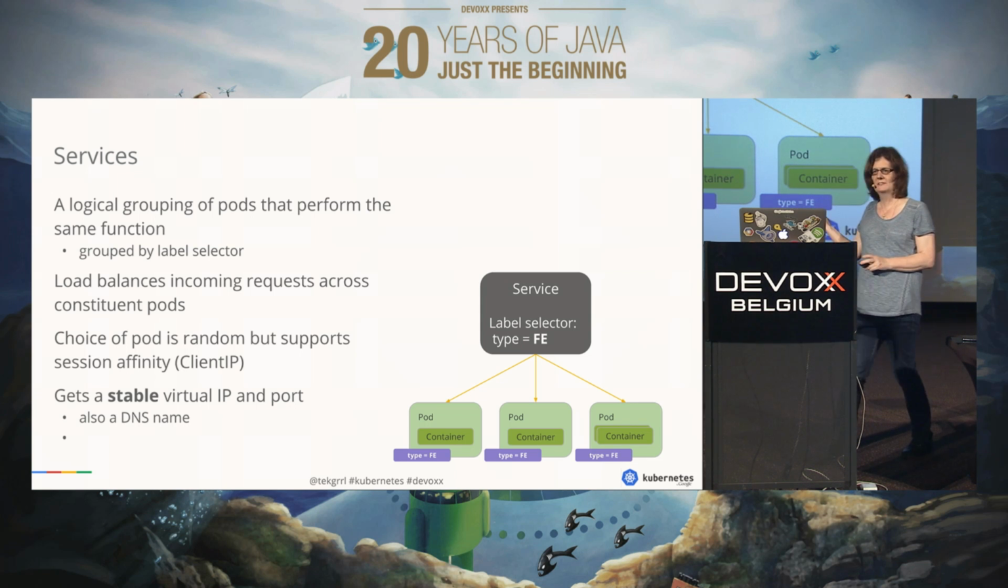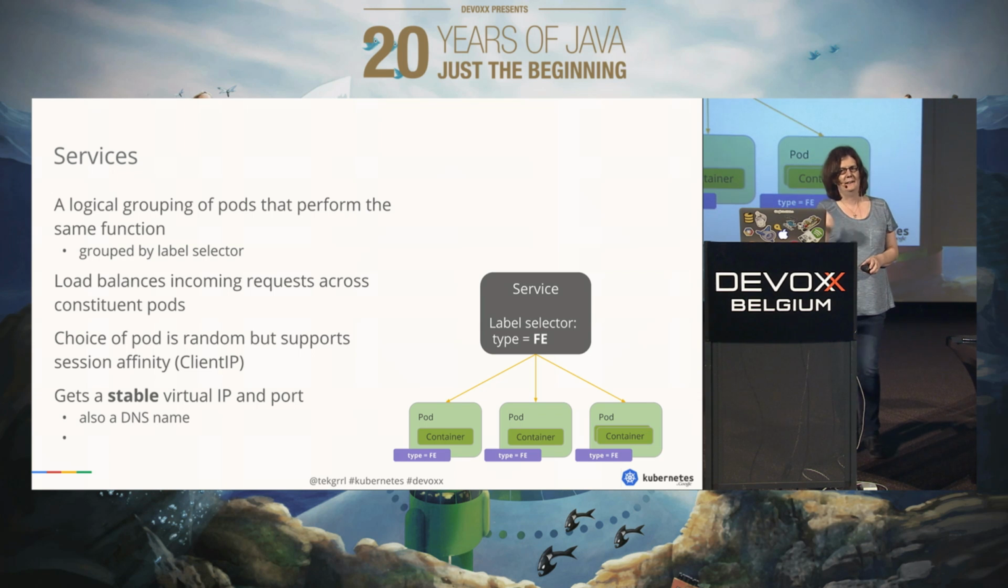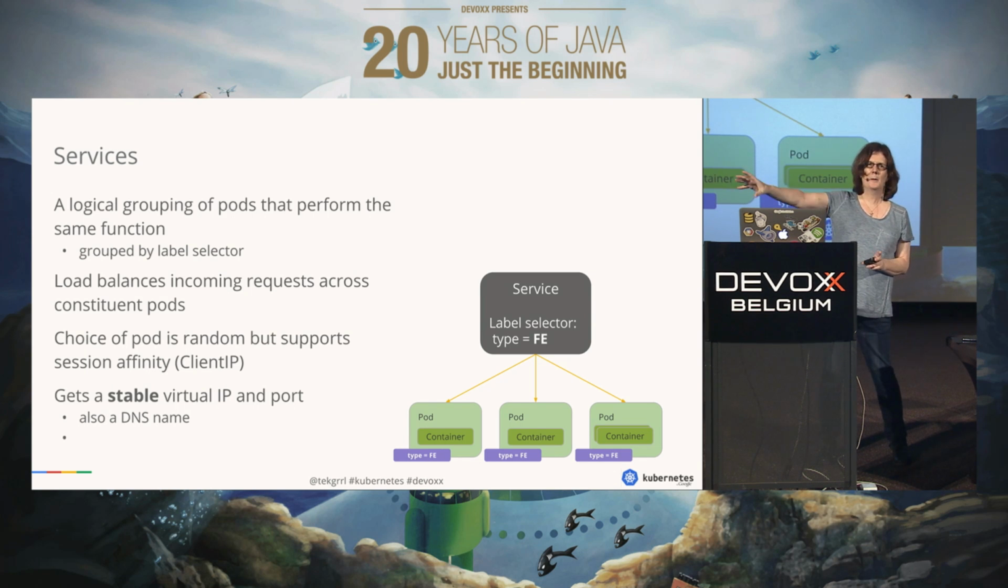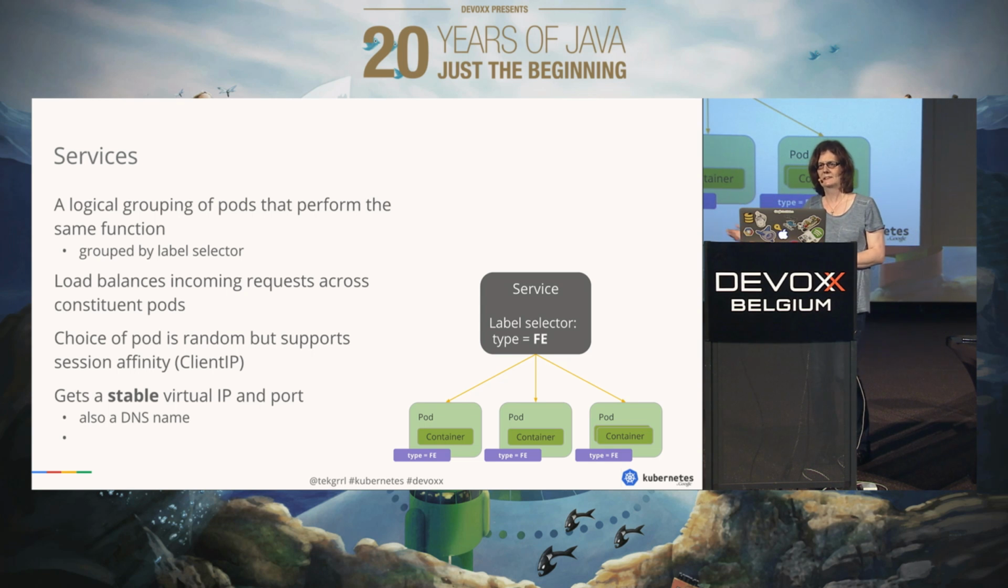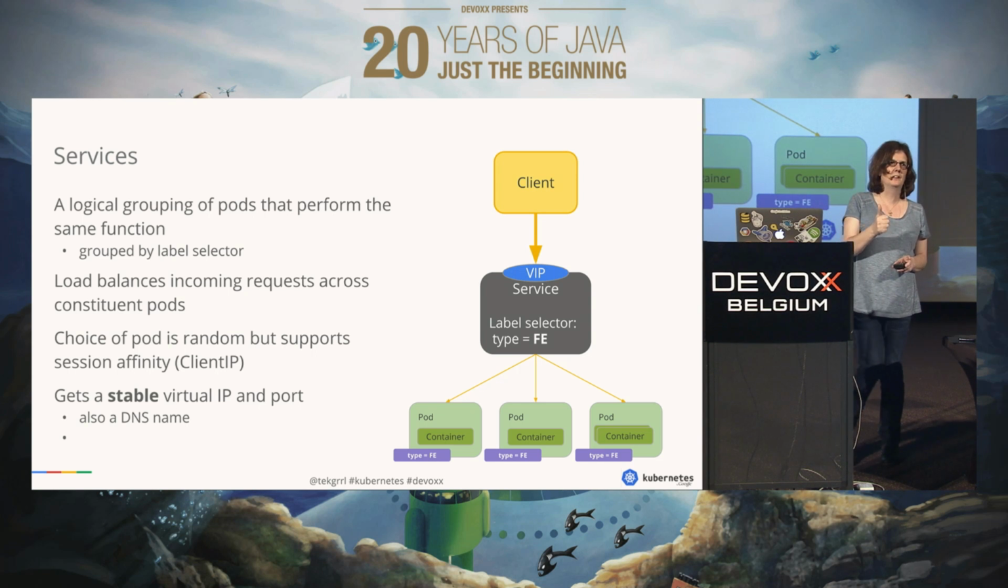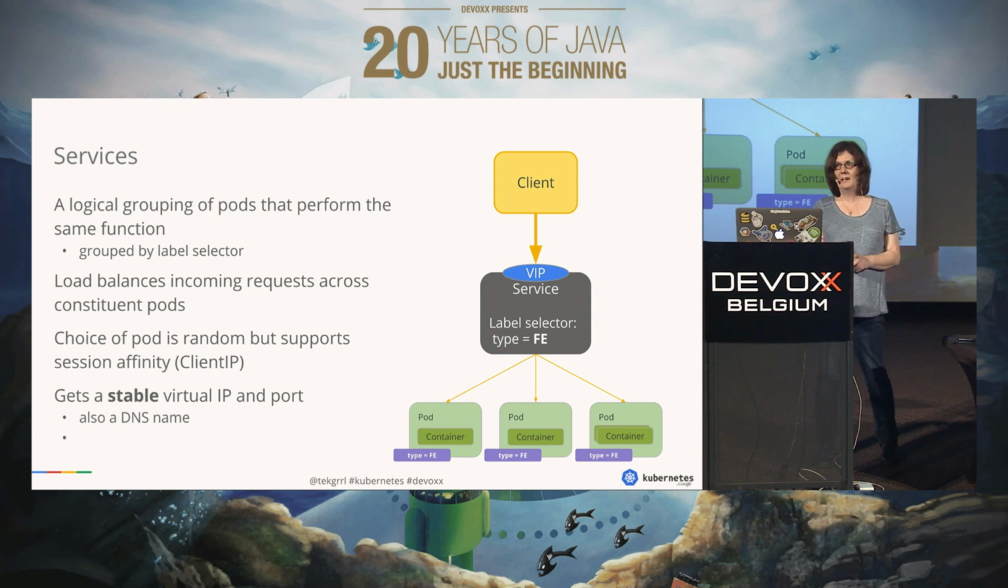So here we have a bunch of pods, each with a single container, and each with a label type equals FE. So these are front-end pods. They're designed to serve traffic to somebody. And we create a service, and we say, service, you only care about pods with label type equals FE. And so these become the constituency of the service. And also, when we create the service, we get a stable virtual IP address, one that doesn't change. It may be ephemeral, it may be assigned from a pool, but it will be stable. And it will have a DNS entry as well. So this is discoverable as well.